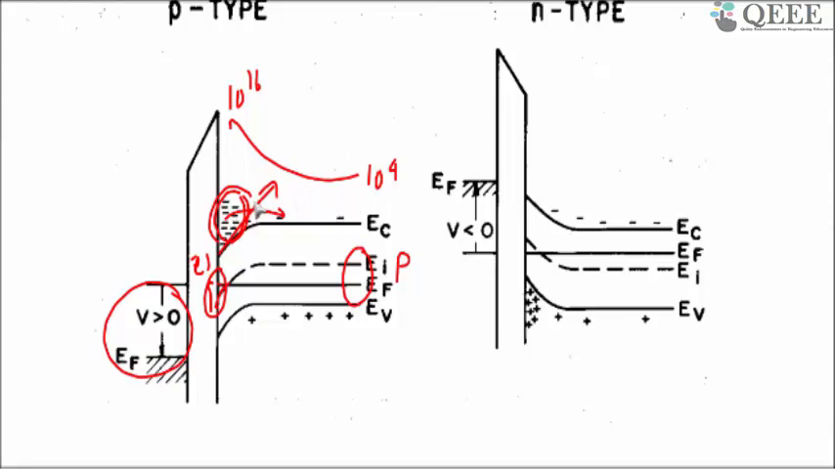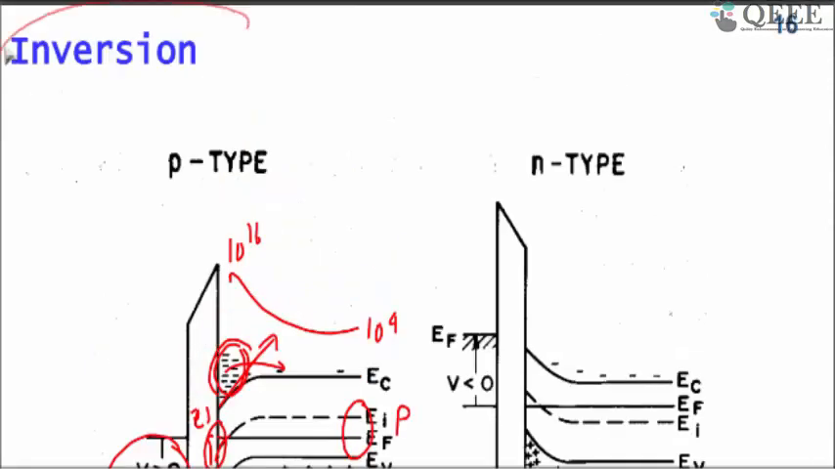So even though there is a concentration gradient, the existence of a concentration gradient is not a sufficient condition for current flow. It depends on whether there is a field, and if the field opposes the tendency to flow, the net current could be 0. This system is still in equilibrium, that is why there is no flow. This condition is known as inversion.